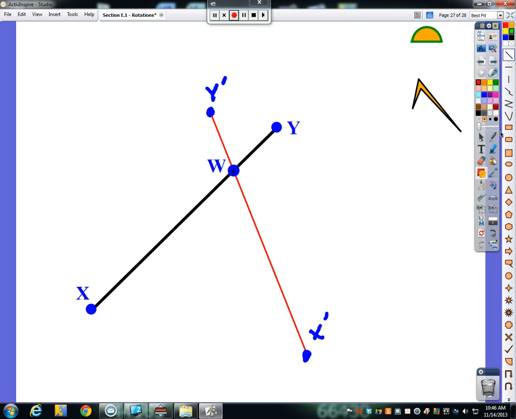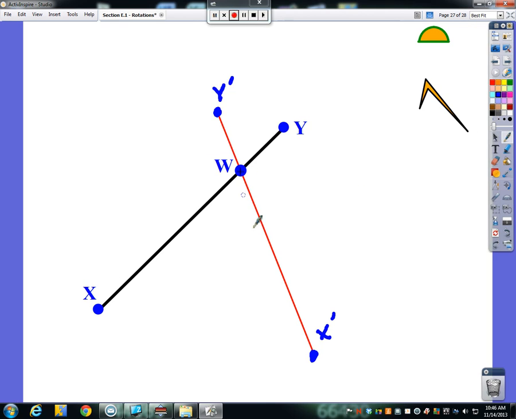And one thing you'll definitely notice here is that W is still on Y prime X prime because it was the center of rotation and it was originally on XY, segment XY. So if your Y prime X prime is not going through W, something happened. Either you didn't get your angle perfectly right, maybe you didn't put your compass on the right spot, maybe you didn't have the distance set correctly on the compass, but your Y prime X prime should be going through W there.